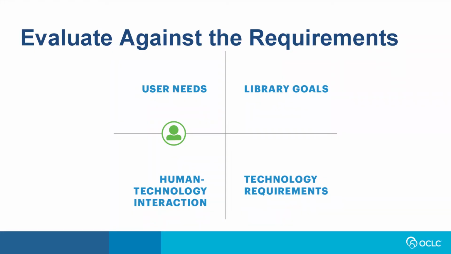So as we evaluate against the requirements, it's important to remember that the user's requirements and the library goals or technology requirements may be different. So the user's needs, how they prefer to interact with technology, and how that maps to the library goals, for example, and the technological requirements. And sometimes those look like constraints, depending on what the site can do or what the infrastructure may look like. That determines then how you move forward with your solution.